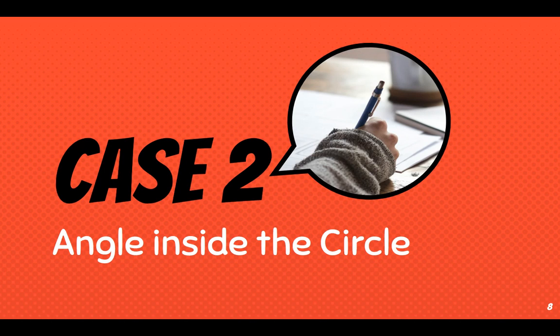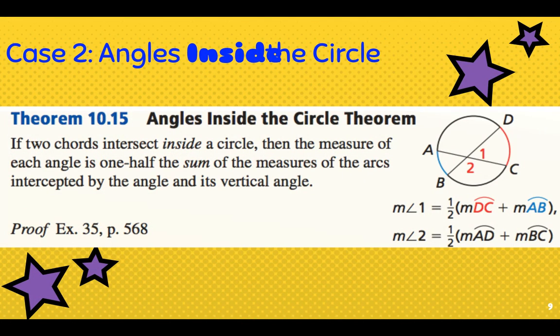Case 2, angle inside the circle. We covered case 1 where the angle is on the circle. Now we're going to move that angle inside the circle, and here's what it looks like. If two chords intersect inside a circle, the measure of each angle is 1/2 the sum of the measures of the arcs intercepted by the angle and its vertical angle. So what the heck does that mean?